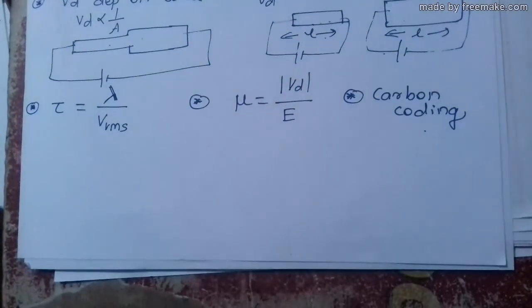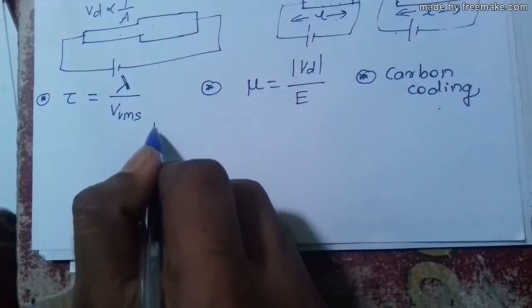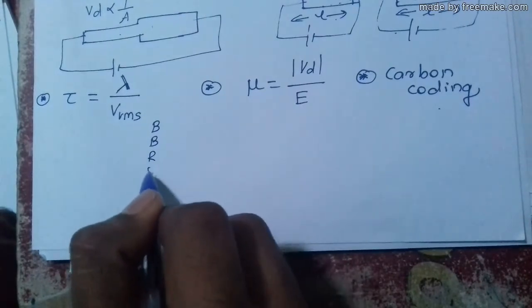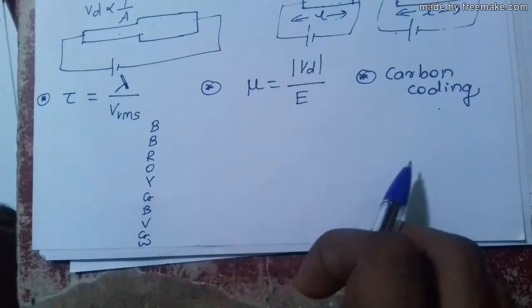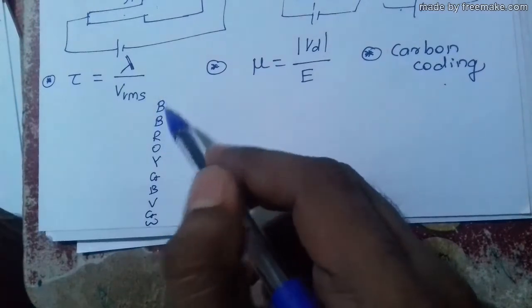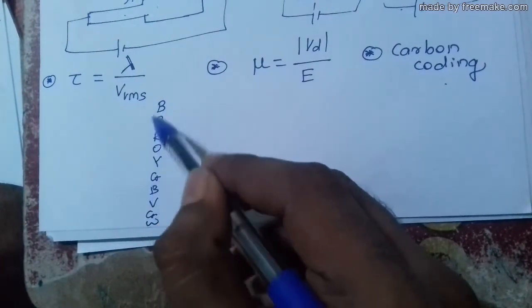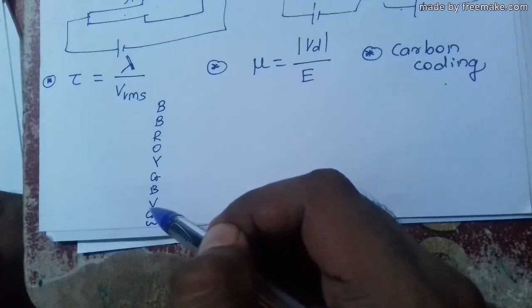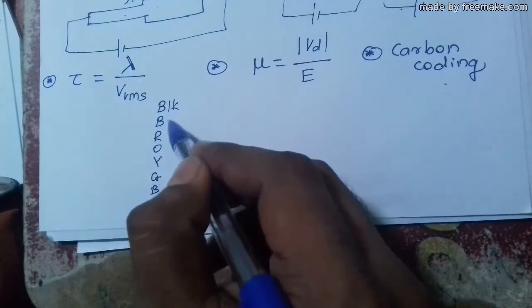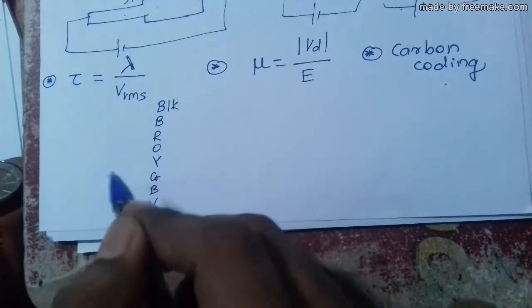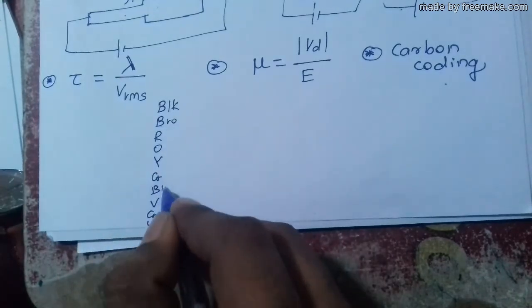Then after that, color coding. There are a few tricks to remember it. First one is B, B Roy, Great Britain, Very Good Wife. There is confusion in B's. Which one is black, which one is blue, and which one is brown? In B's, blackness decreases in downward direction. So this is black, this is brown, and this is blue.